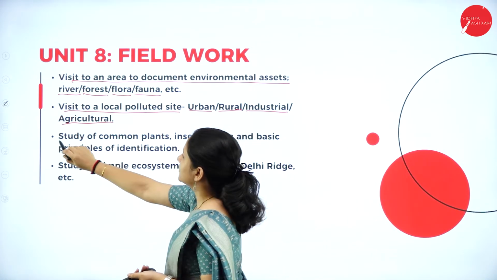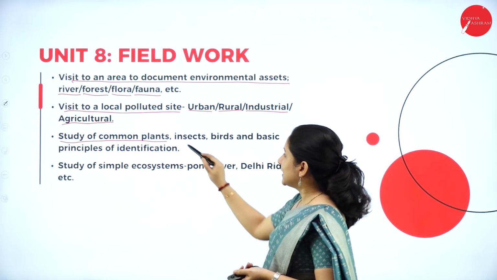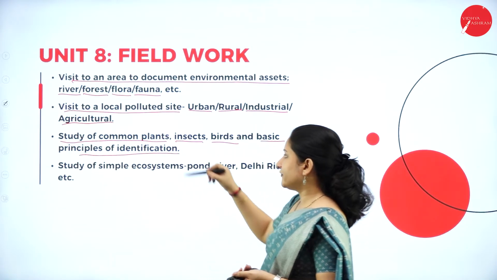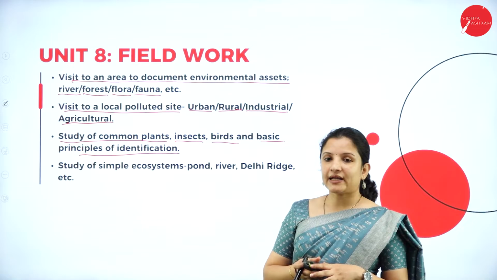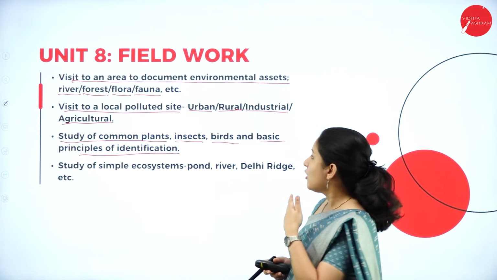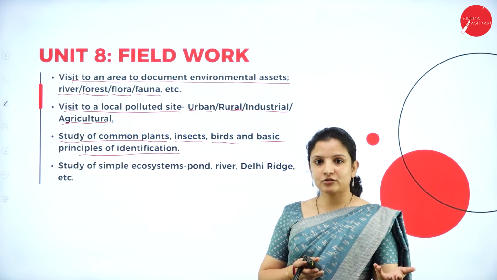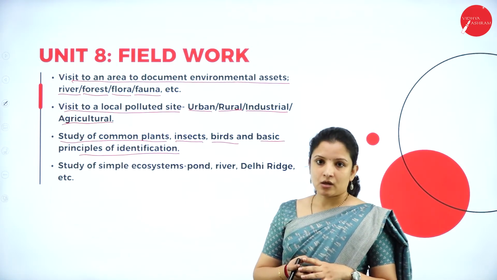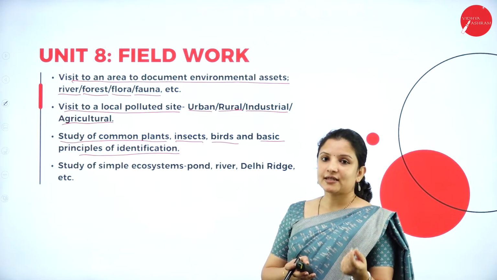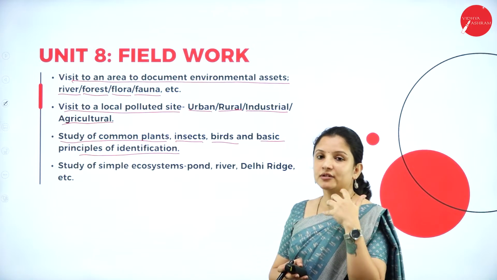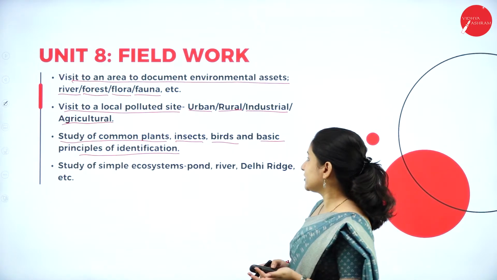And next is studying the common plants, insects, birds, and the basic principles of their identification. For some of the common plants, there are various taxonomy rules that you have to follow to identify all these, and based on the taxonomy, you can identify all these plants and insects. Birds, for example, you can identify based on the way they chirp, based on the sound that they produce.